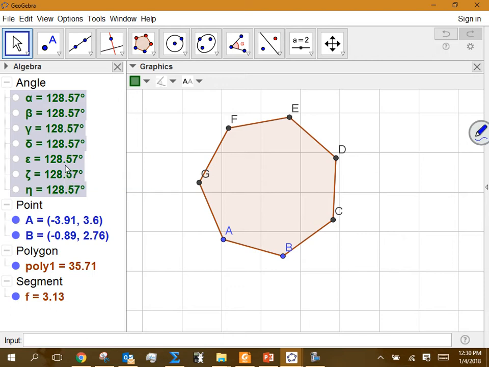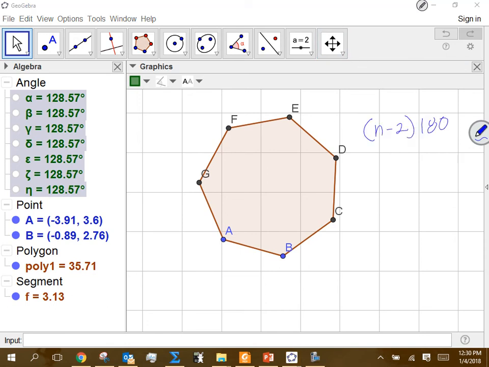Okay. We have a formula that says n minus 2 times 180. That will give me the 900, right? That will give me the total for all 7 angles. Okay? But I only want to find one. But all 7 of them are the same. So what do I need to do with that n minus 2 times 180 to find just one of the 7 angles?